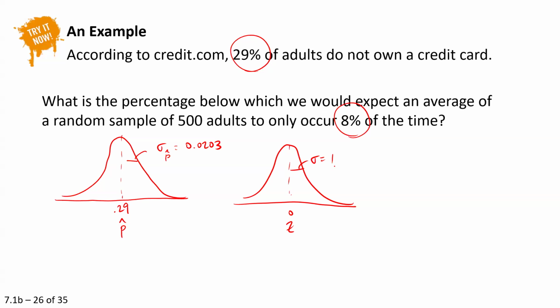What's the probability of something that only occurs 8% of the time? 0.08. What is the percentage below which, so where on this z distribution here, can we make a mark where the z values would only be lower than that 8% of the time? How do we find out what this z value is, for which the area to the left is 0.08? How do I find that?